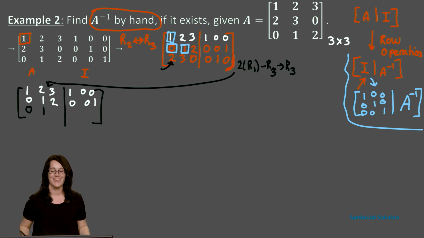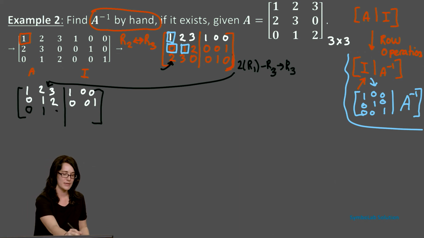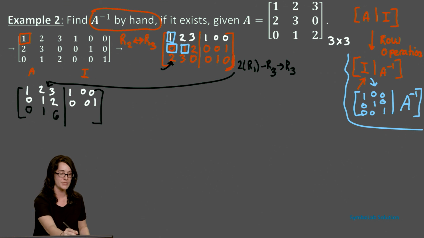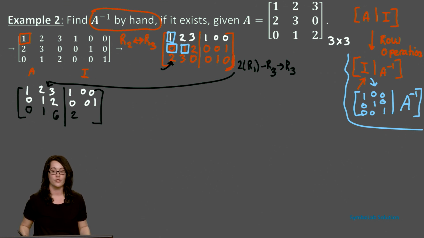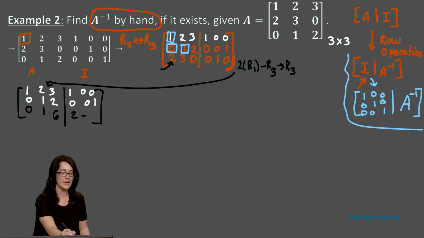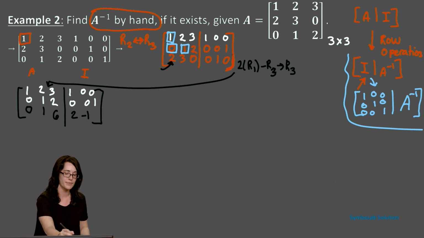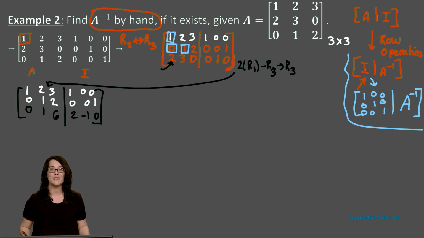Interesting. Next up we have 2 times 3, which is 6. And 6 minus 0 is, that's right, 6. Okay, next we have 2 times 1, which is 2, minus 0, which is 2. 2 times 0 is 0, minus 1 would give me a, that's right, -1. And 2 times 0 is 0, and 0 minus 0 is, kind of boring, but 0. Okay, so here's what we have now.